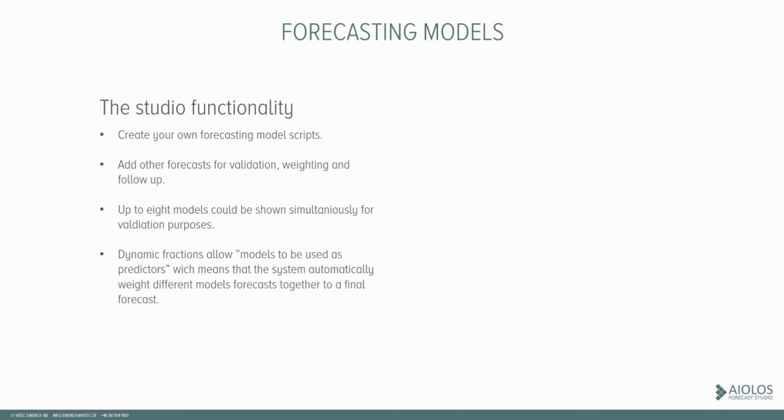Last but not least, let's talk about the studio functionality, and what we mean with this is that you can create your own forecasting models in the software. So if you would not like to use Aiolos or Cilia, for example, you can make your own. You can also add other forecasts for validation. You can weight them together, so you can have one forecast made by Aiolos and one forecast made by some other system, and you will bring both into the software for weighting together to one final forecast, which is the one that you will use for your trading purpose.